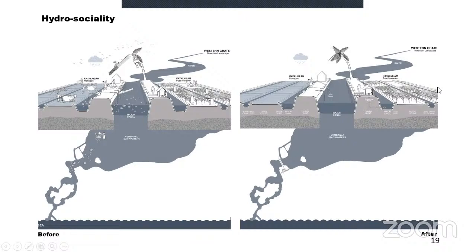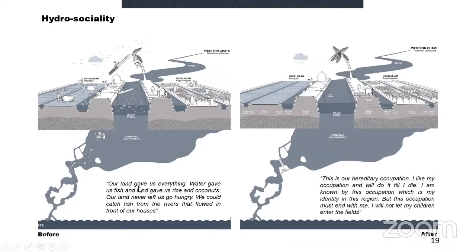And I picked up two narratives, one from the before and one which talks about the system right now. So here it says, our land gave us everything. Water gave us fish and land gave us rice and coconuts. Our land never let us go hungry. We could catch fish from the rivers that flowed in front of our houses. This is our hereditary occupation. That's from the current scenario: I like my occupation and I will do it till I die. I am known by this occupation, which is my identity in this region, but this occupation must end with me. I will not let my children enter the fields.